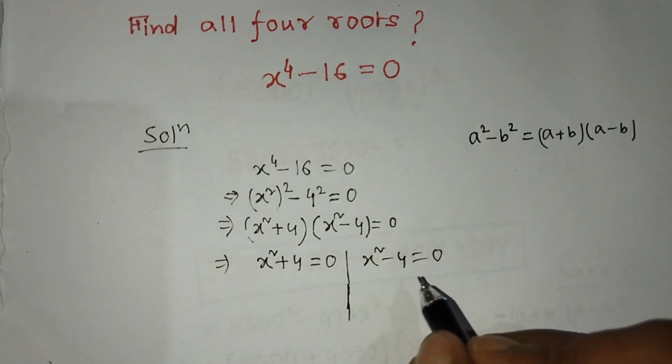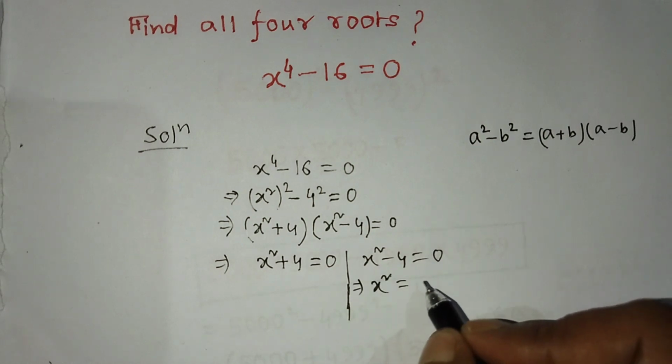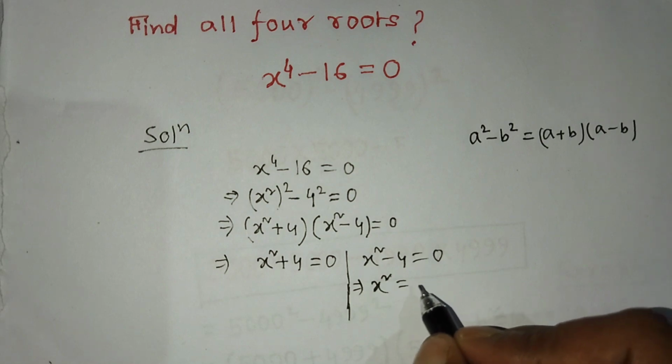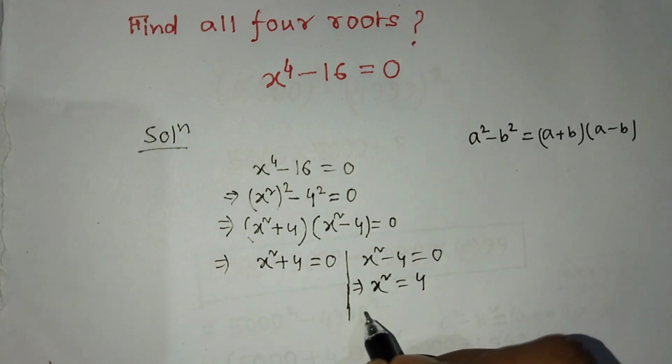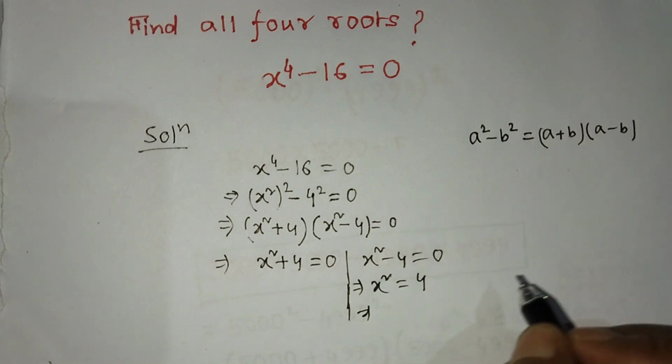So student, again we have to solve this equation. x square we have to write on the left hand side, and if you transpose 4 from left to right, then we have to write 4 on the right hand side. Okay student. So after that, we have to find the value of x.